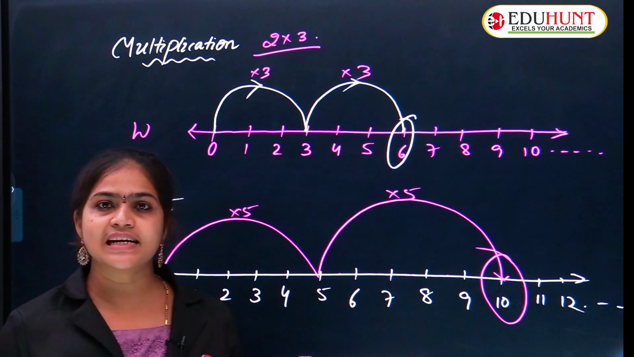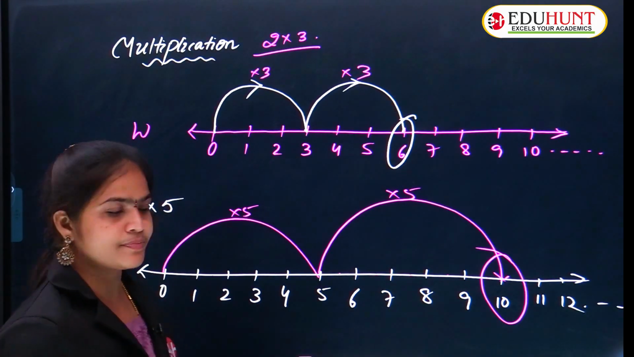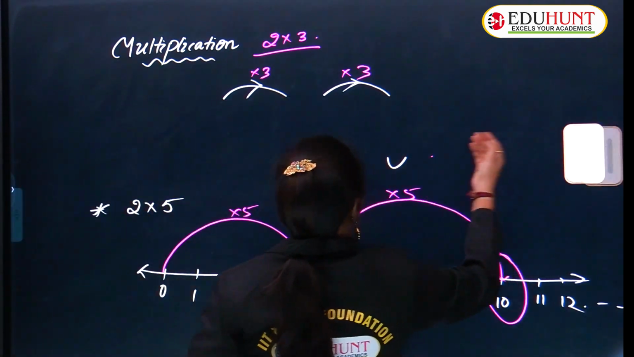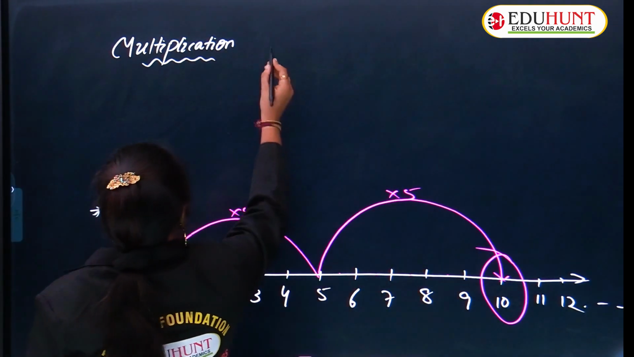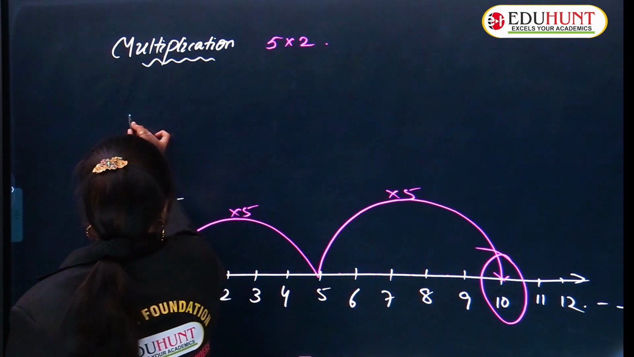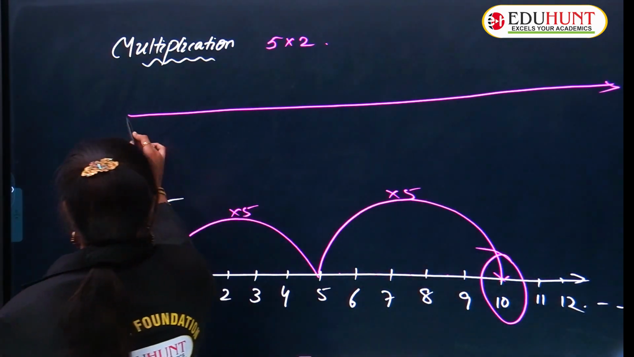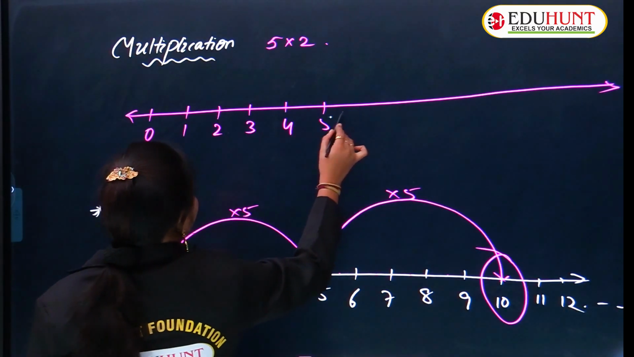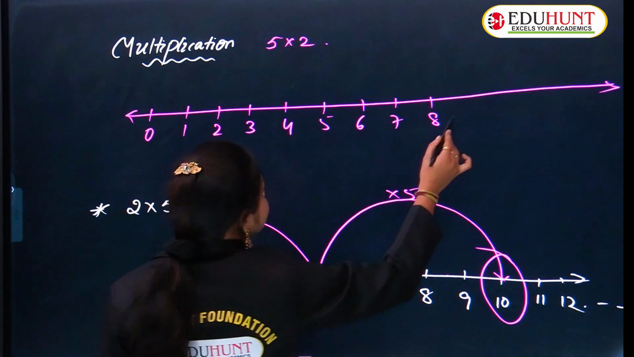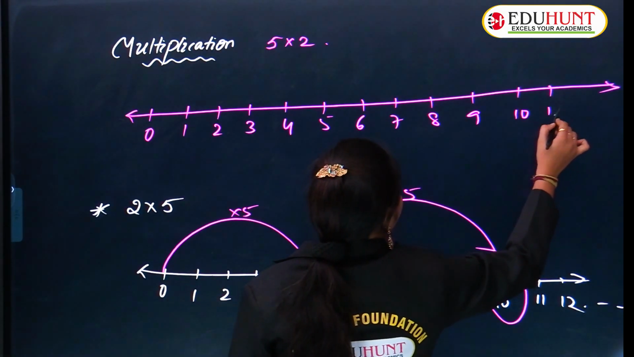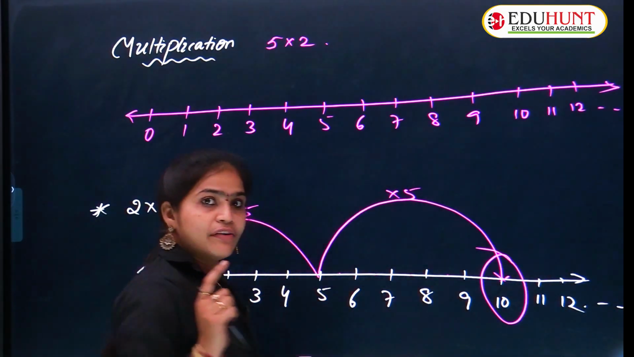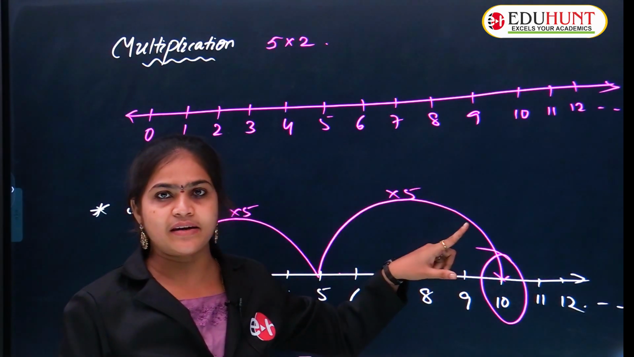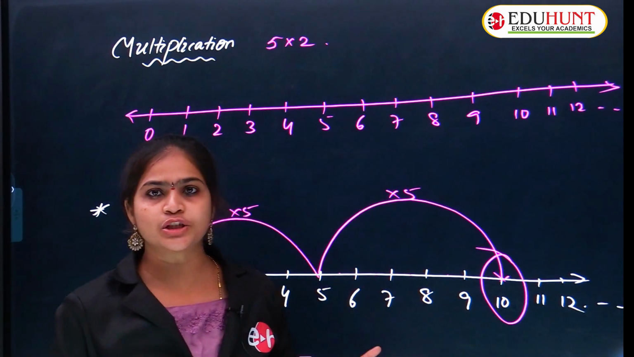And one more thing: what is the difference between 2 fives and 5 twos? Okay, see here, this is 2 into 5. I will show you 5 into 2. What is the difference? How can we show it on a number line? 0, 1, 2, 3, 4, 5, 6, 7, 8, 9, 10, 11, 12 and so on. Children, we know that both sides we will get the same answer only: 5 twos are 10, 2 fives are 10. But there is a difference in the representation on a number line.